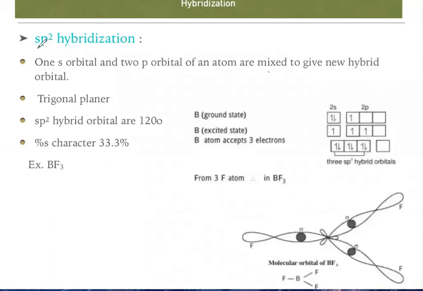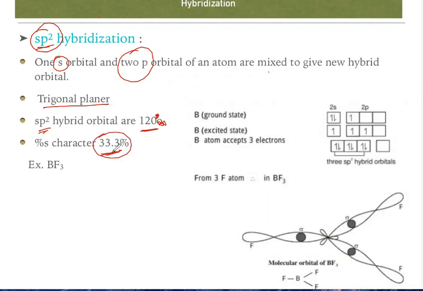The next hybridization is sp2 hybridization. How has this sp2 hybridization formed? One s and two p combine to form hybrid orbitals. What is the geometry? The geometry is trigonal planar. In sp2 hybridization, the bond angle is 120 degrees. The percentage of s character is 33%. How is it 33%? You just divide 100 by 3, you will get 33.3. And if asked what is the percentage of p, that means 33.3 into 2.